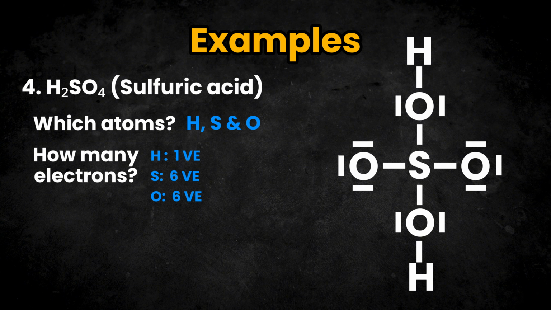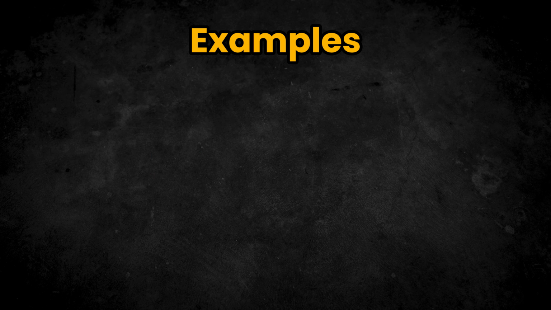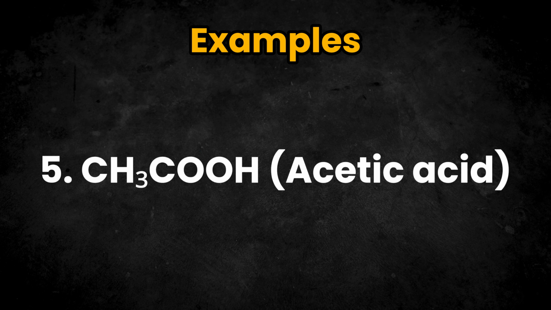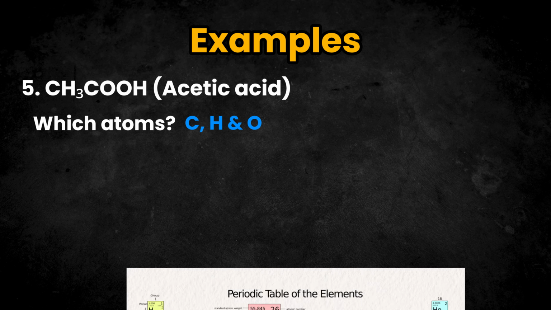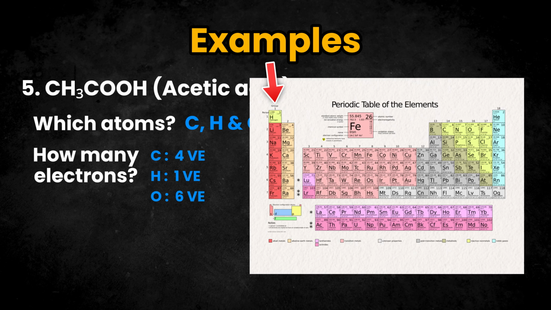Now, let's explore the last Lewis structure we will do. It's the one of CH3COH, commonly known as acetic acid. This molecule contains carbon, C, hydrogen, H, and oxygen, O, atoms. Carbon has 4 valence electrons, hydrogen has 1, and oxygen has 6.